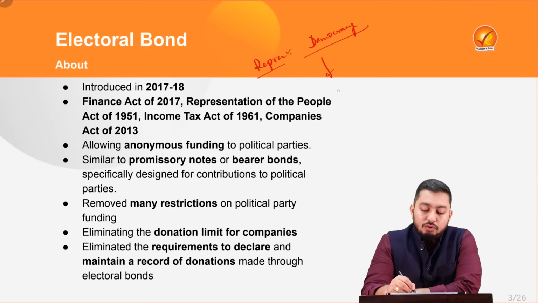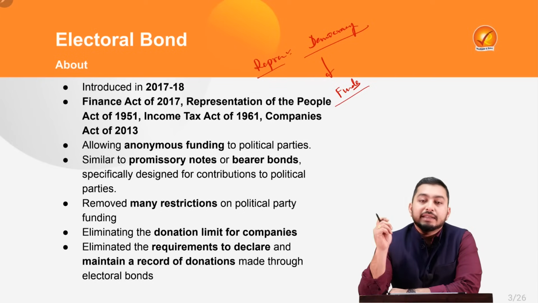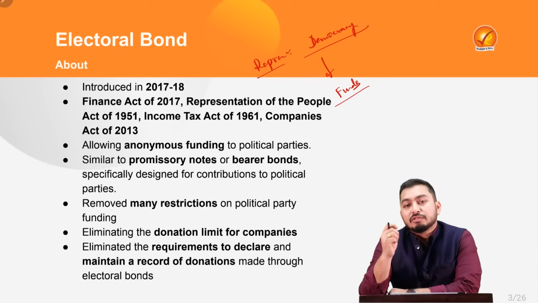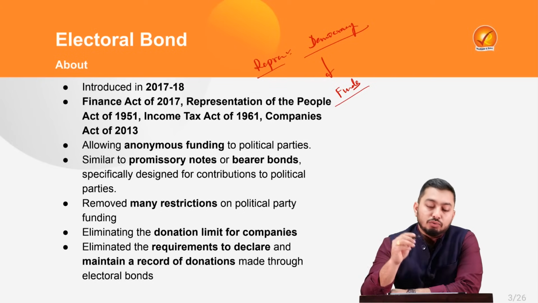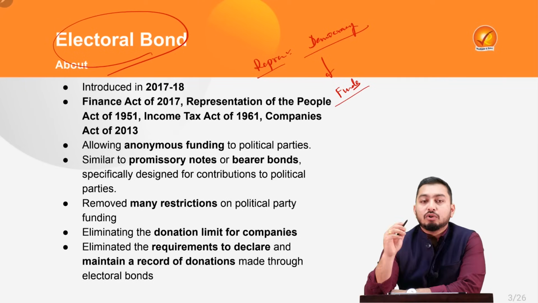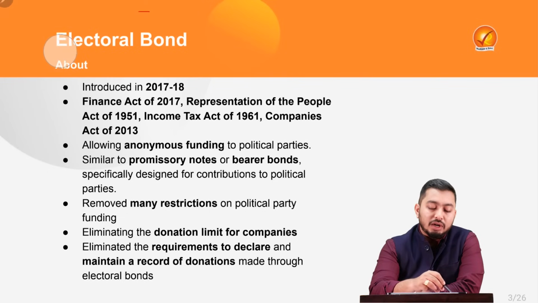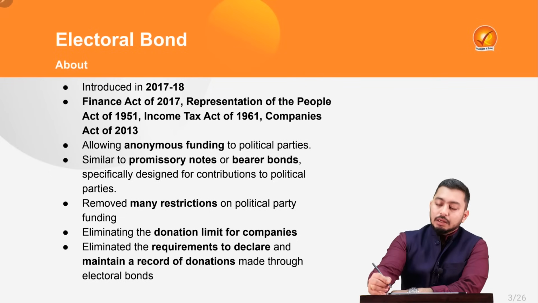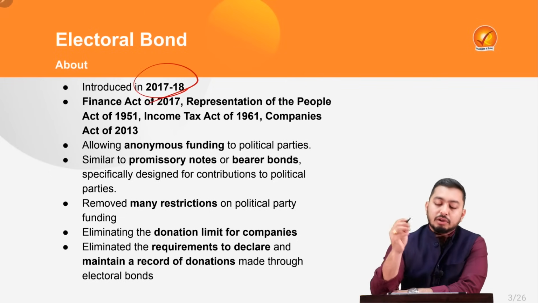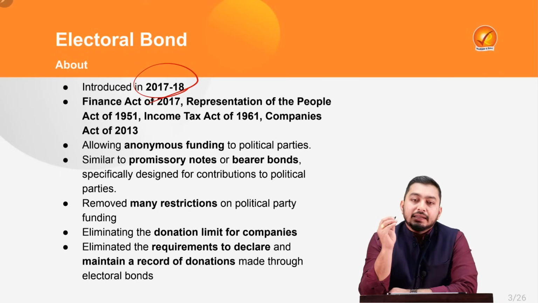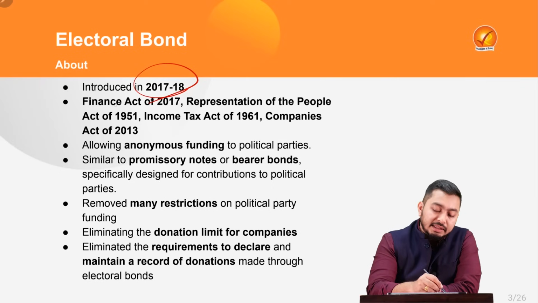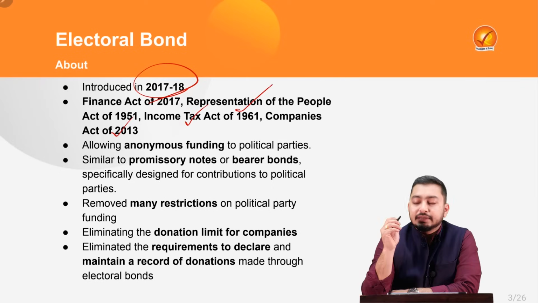Now that person who is fighting the election will naturally require some funds, and such type of funding will be called electoral funding. Now post 2017-18, one of the new routes of funding has been the electoral bond, and that is why we must understand how this electoral bond works. Now it was introduced in 2017-18 and this was brought along with amendments in the Representation of People's Act, the IT Act and the Companies Act.